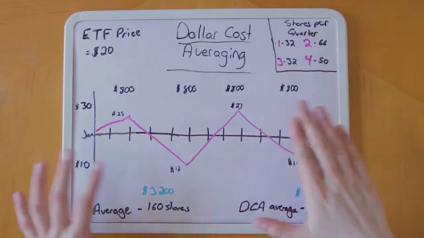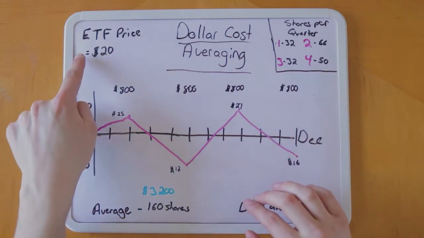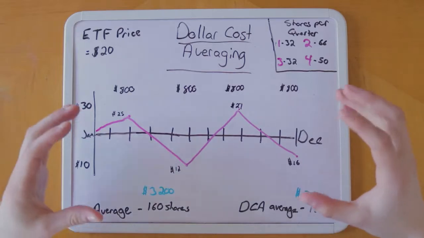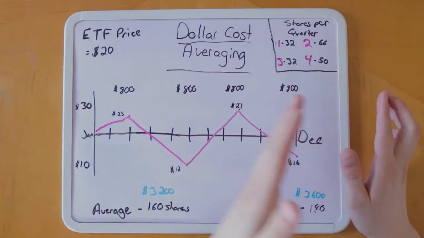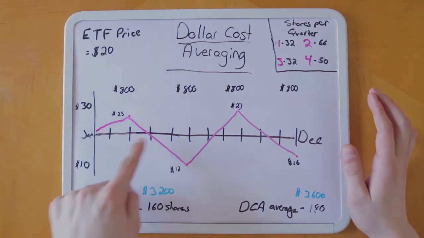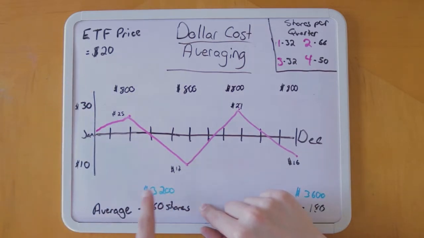So if you just stuck with the average, you would think that, all right, well, the average price here, and with these numbers, I've kind of fiddled around with them to make sure they averaged $20. But if you were just buying regularly at $20, then you would only end up with 160 shares, because $3,200 divided by 20 would be 160 shares. So that's how many you would purchase.